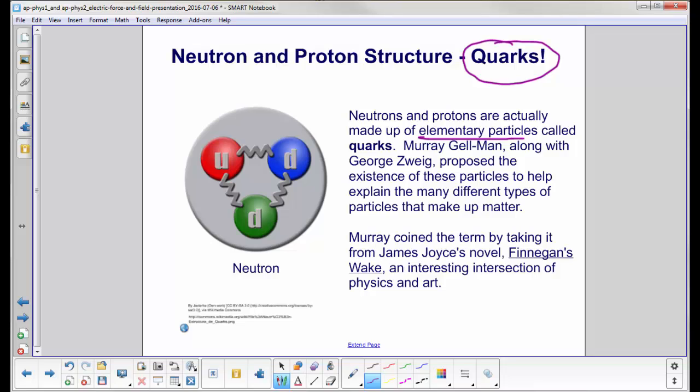And frankly, now would be a good time. You could Google that. Google elementary particles and see how many different particles physicists have found. Murray coined the term quark by taking it from James Joyce's novel Finnegan's Wake, another interesting intersection of physics and art.